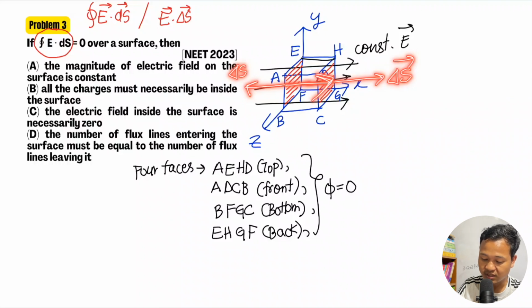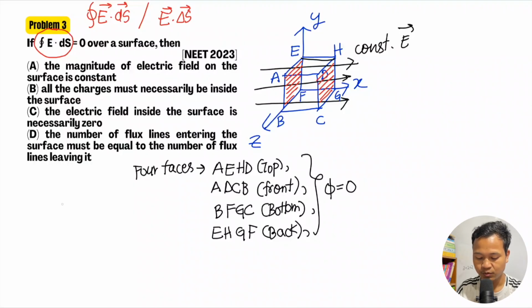Electric field is along this side. For the left face, the angle between the electric field and the area vector is 180 degrees. For the right face, the angle between the electric field and the area vector is 0 degrees. Keep in mind those points. I'm going to do it directly here. Now, the total flux.